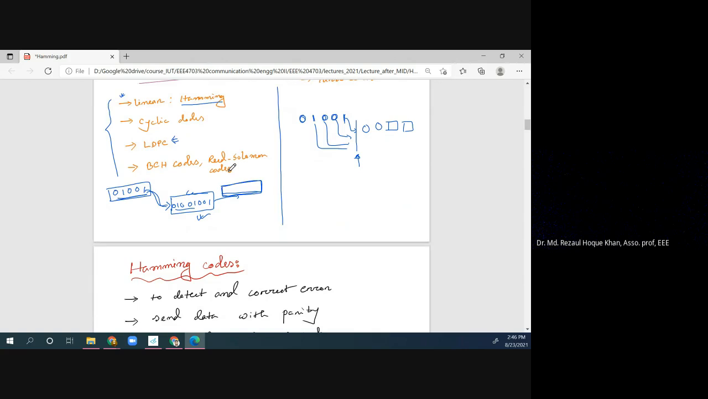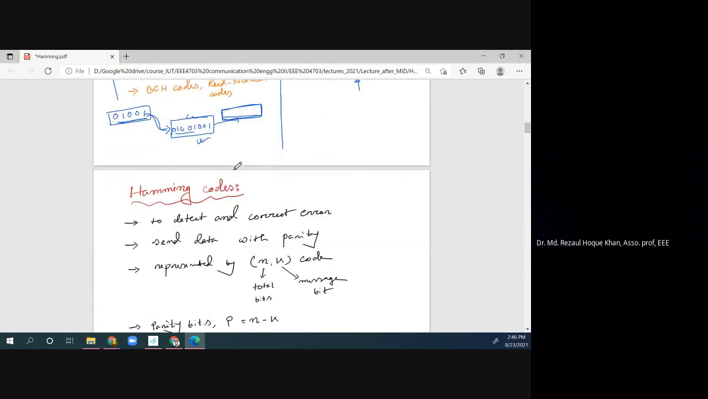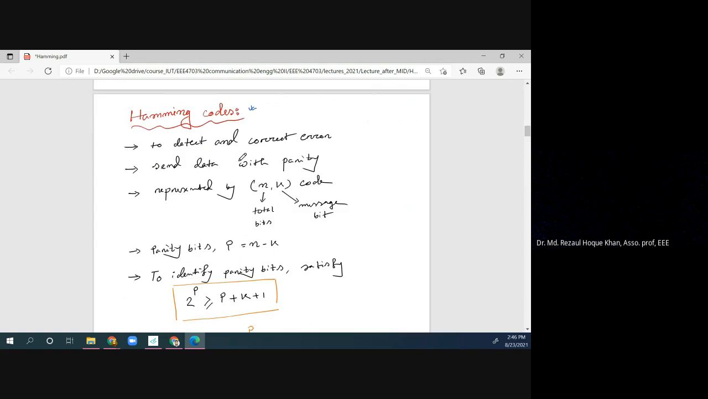Okay, very common is the Hamming codes. I think if you have the example of the Hamming codes, then you will have the idea of the whole blocking of stuff. Okay, so what is a Hamming code?